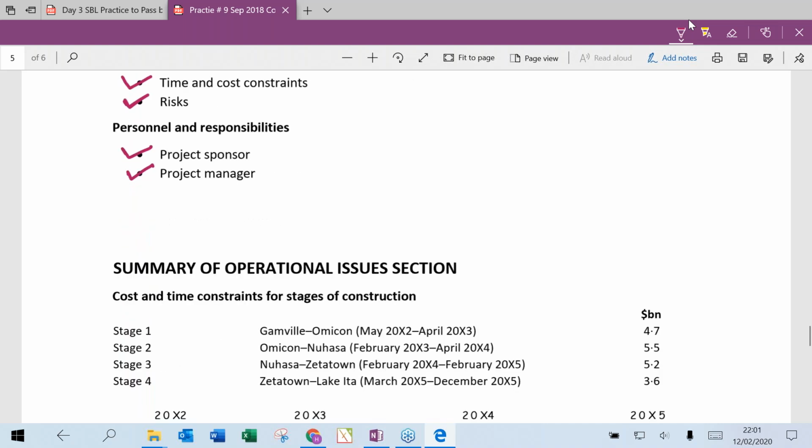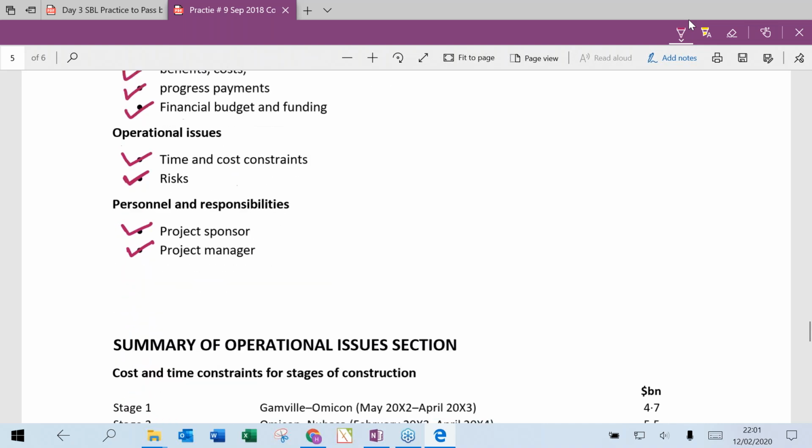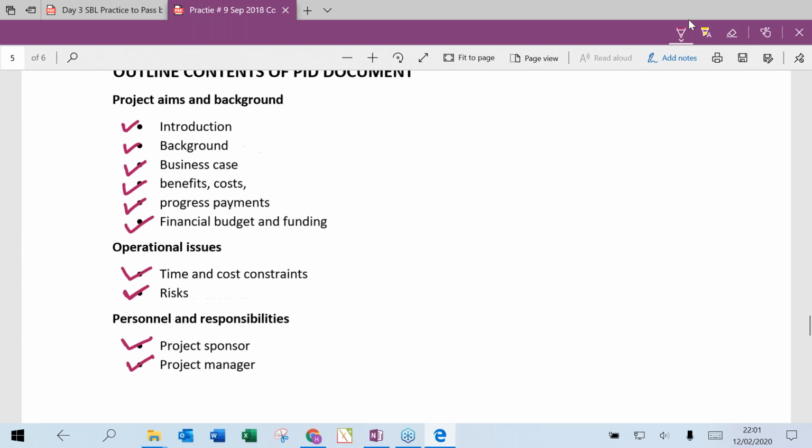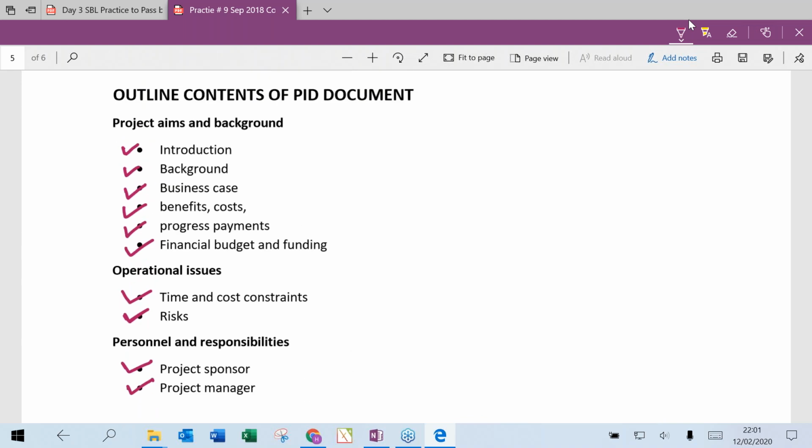That's it. And the other one is a summary of operational issues. So we'll come to that in a bit. So this guy, Oliver, has made a PID, and these are the things which he has included. Now I give you 1 minute. Can you identify things which are missing from this list?